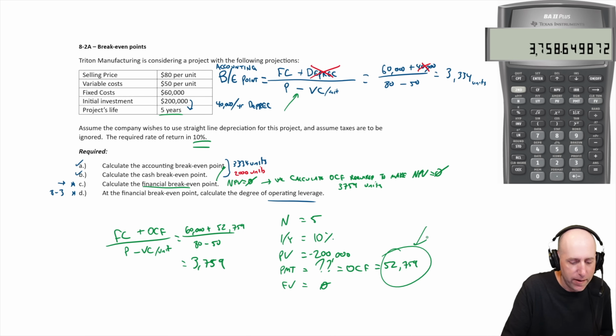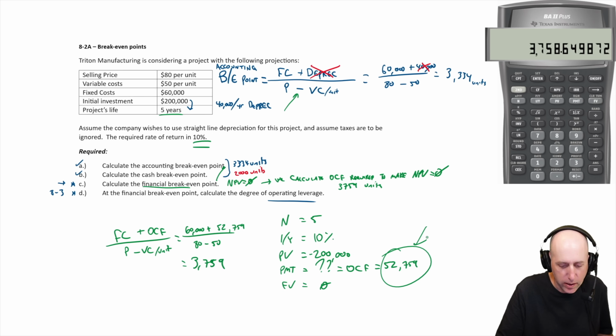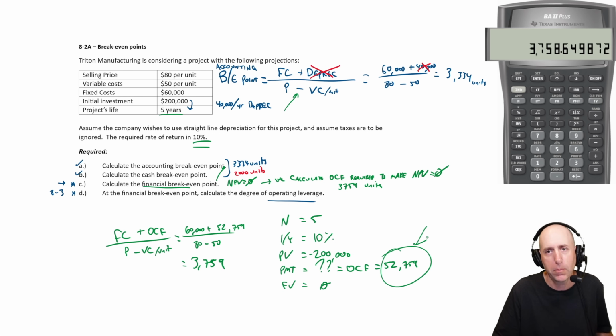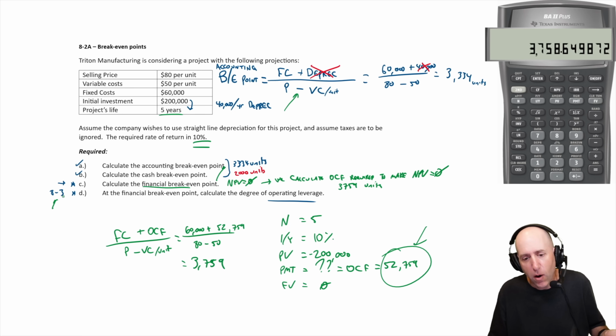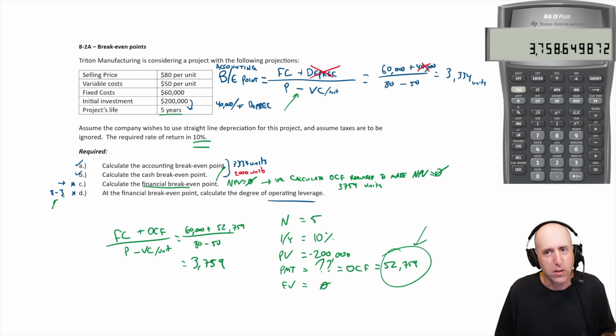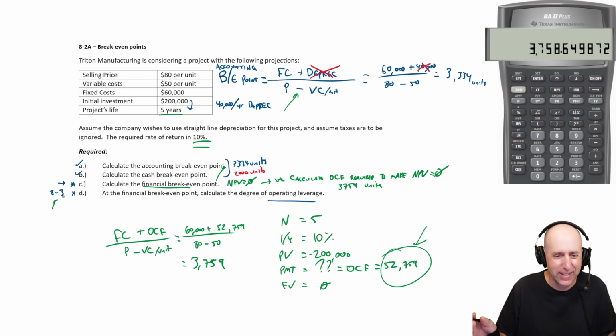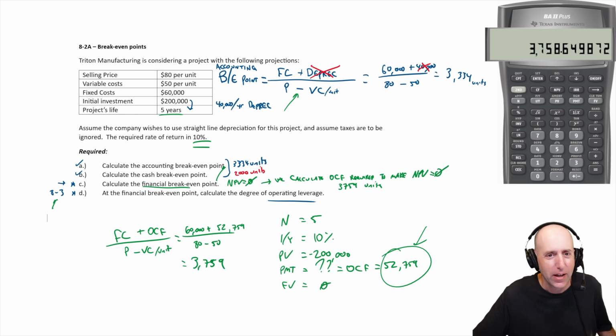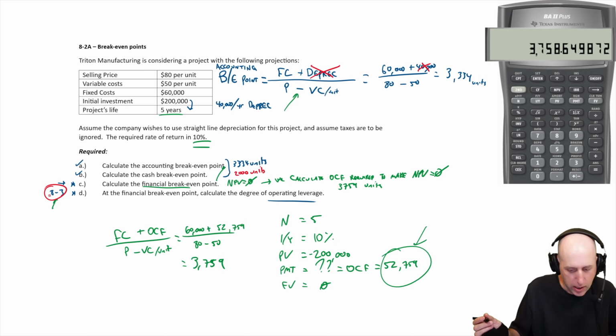Part D says, at that financial break-even point, calculate the degree of operating leverage. This is a new concept. We explore it in some more detail in problem 8.3. For now, I'm just going to give you the formula we're going to solve. I'll explain what it is that we're calculating, but we'll go into more depth when we do problem 8.3.